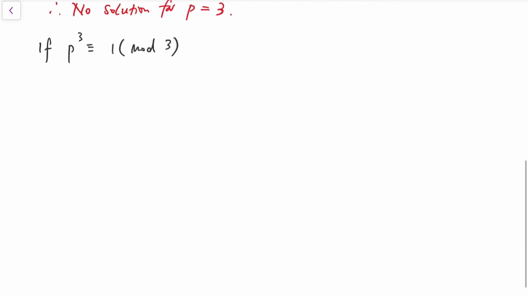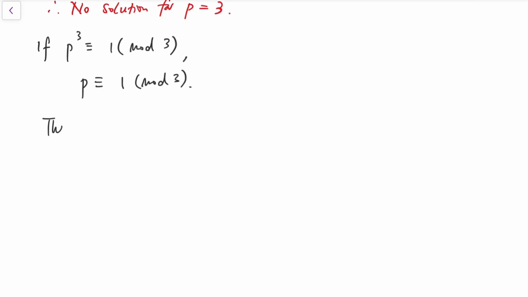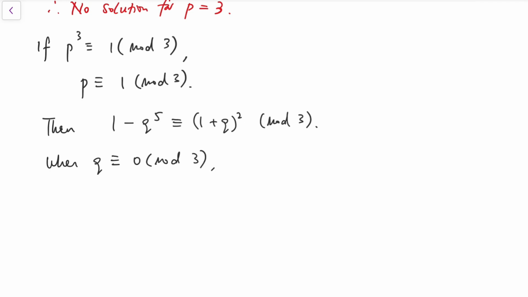If p cubed is congruent to 1 mod 3, then of course p is congruent to 1 mod 3, and we can put it into the original equation under mod 3. When q is congruent to 0 mod 3, we're just testing case by case. 1 minus 0 has to be congruent to 1 plus 0 all squared mod 3, so it's true. So we can keep this case for the time being.